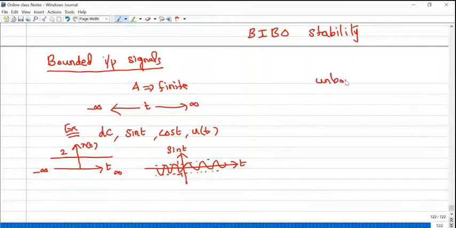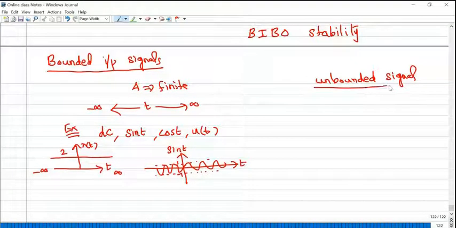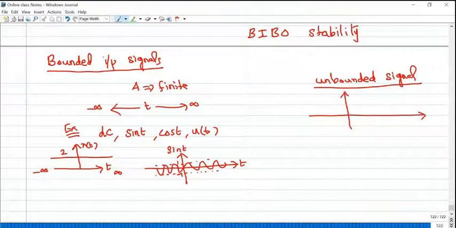Unbounded signal represents the magnitude of the signal is not a finite value from t minus infinite to infinite. Say for example, so we draw a ramp signal, x of t versus t, some signal. At t equal to infinite, the magnitude of the signal is infinite.